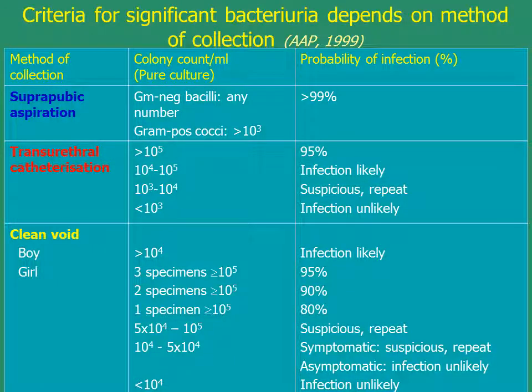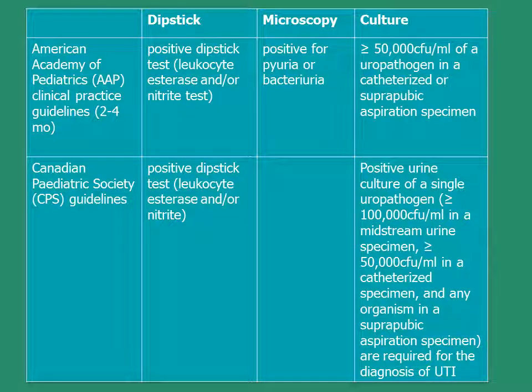Criteria for significant bacteriuria depends on method of collection as shown in this table. American, Canadian and European guidelines have different criteria for diagnosis based on dipstick, microscopy and urine cultures.